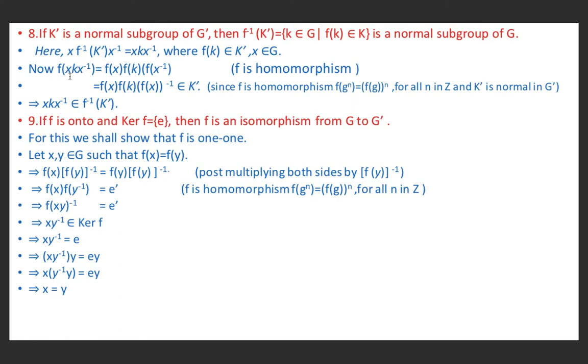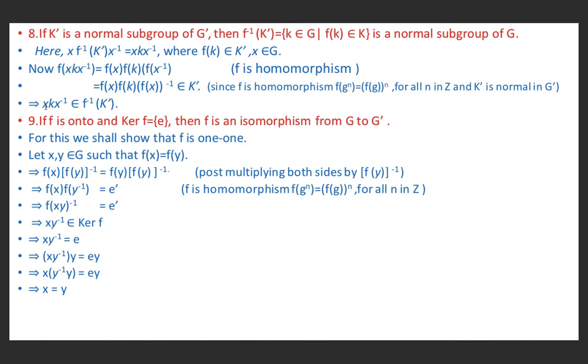So f(xkx⁻¹) is equal to f(x)f(k)f(x⁻¹), because f is a homomorphism and it preserves group operation. And this can be written as f(x)f(k)f(x)⁻¹. Since f is a homomorphism, f(gⁿ) equals f(g)ⁿ for all n in Z, so for n equal to -1 also it is true. So it belongs to K dash.